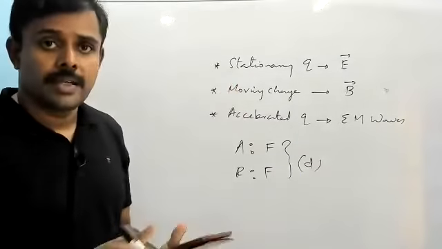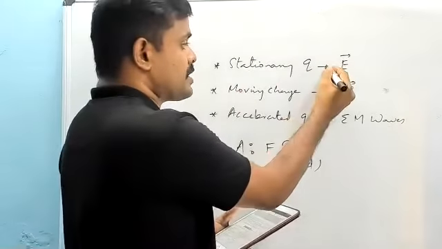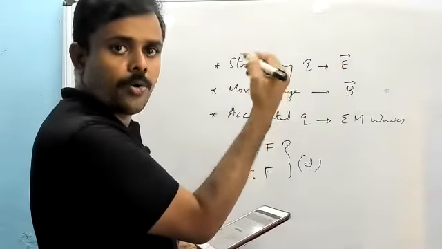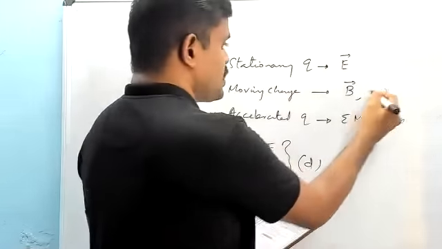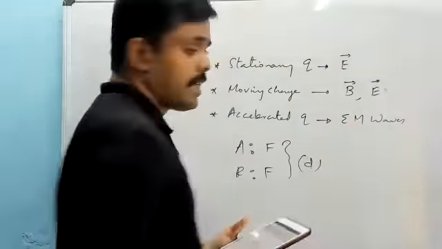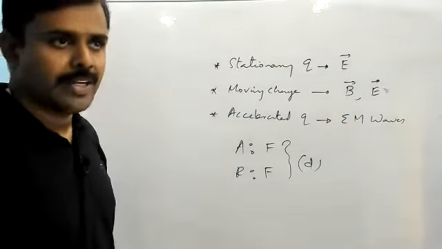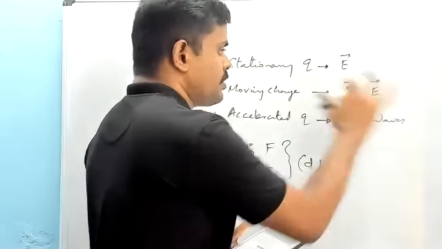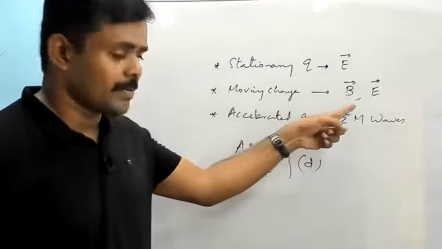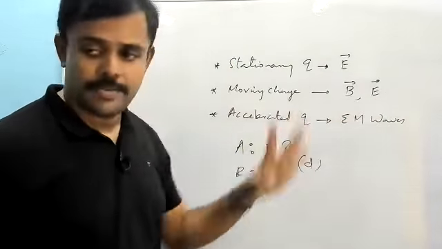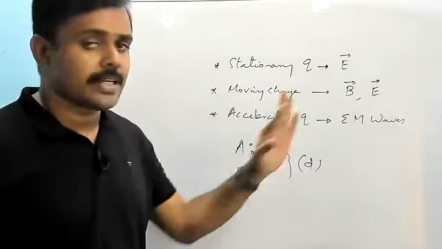I'll quickly repeat that one more time. Just keep this in mind. A stationary charge produces only electric field. Moving charge produces magnetic field and electric field. Actually, this part you don't need to know, but since it is mentioned in the second statement, I'm just mentioning it. Accelerated charge produces electromagnetic wave.